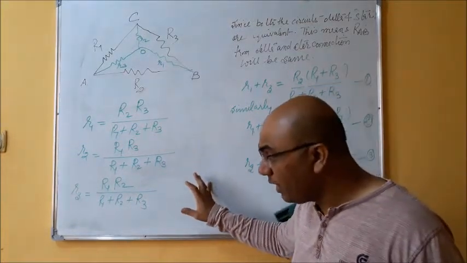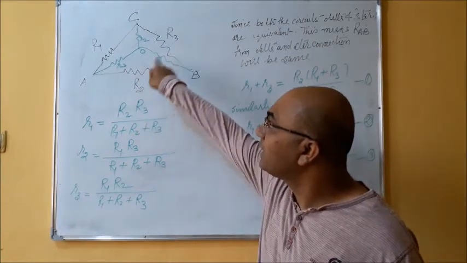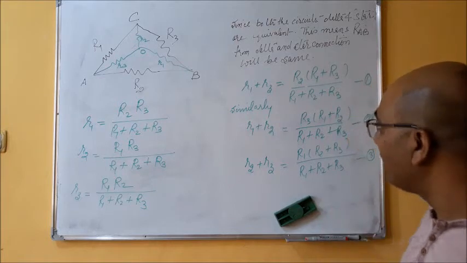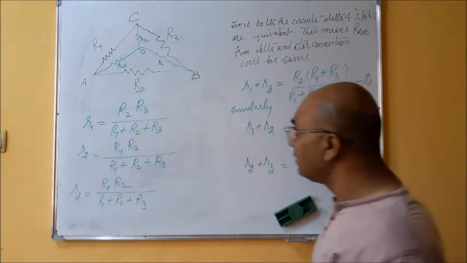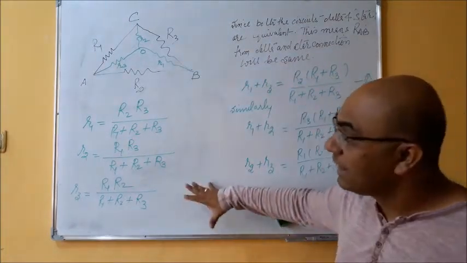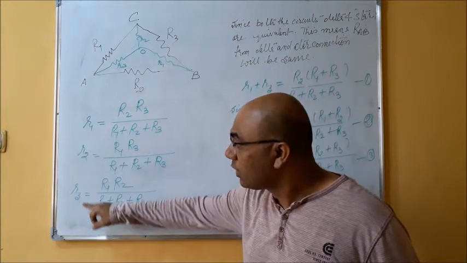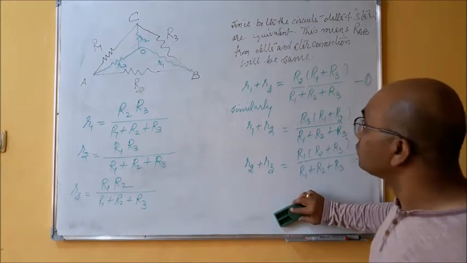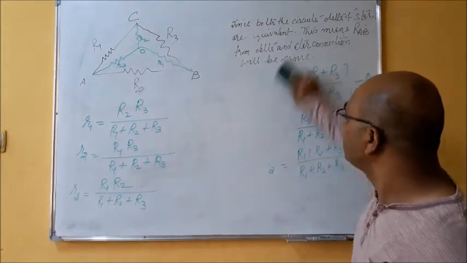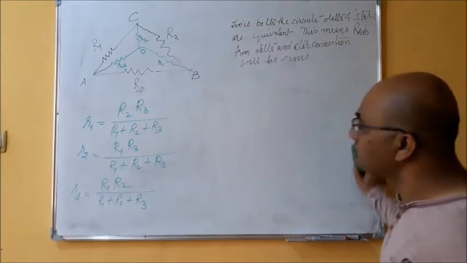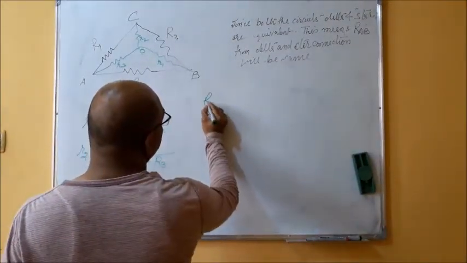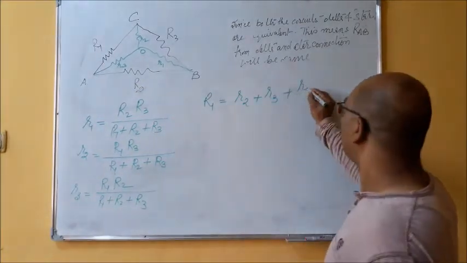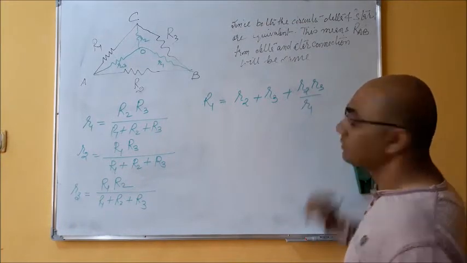These results show that if you have the value of delta connected resistances, you can convert it into star, right? In the same way, I can write the values in terms of R1, R2, R3 for capital R1, capital R2 and capital R3. So what will be these values? The value of capital R1 is given by R2 plus R3 plus R2 R3 upon R1.